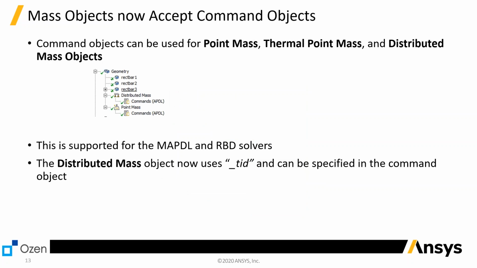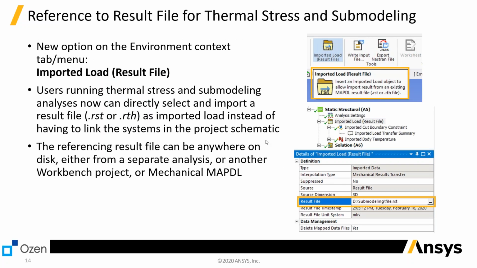Another new feature is that ANSYS now allows the user to add command objects to point mass, thermal point mass, and distributed mass objects. In case you are not familiar with command objects, a command object is a script you can add at different locations to modify your simulation or geometry using APDL commands. Before, that was not allowed for point mass, but now it's allowed, and people can use it to modify its properties using command objects.